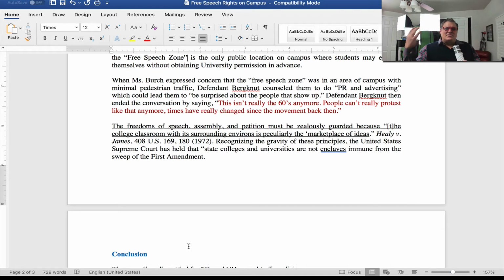it's not right. If they're state college funded, they're funded by the government, they can be seen as an arm of the government, and free speech rights can apply. Now here was kind of the final allegation, one of the allegations made and kind of the argument, the crux of it: that freedom of speech, assembly, that's the right to assemble, and petition must be zealously guarded because the college classroom with its surrounding environs is peculiarly the marketplace of ideas.